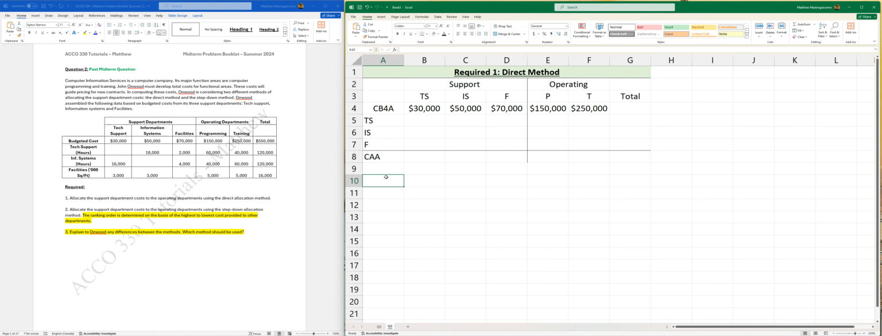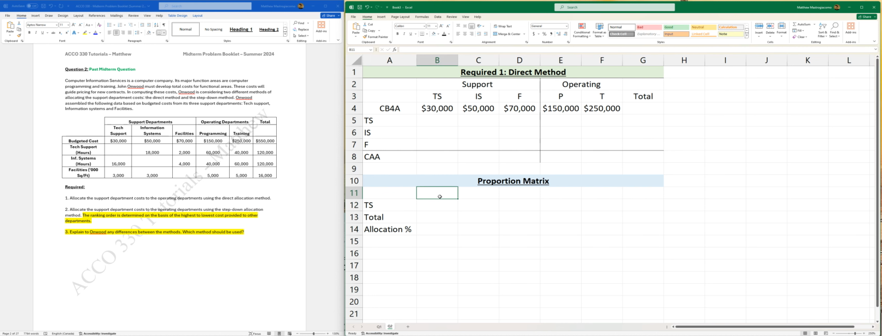Okay, so now let's do our proportion matrix, or allocation schedule. Let's get to it. Let's start off with our tech support. For tech support, we have TS, then we have total, then we have allocation percentage. So first off, for tech support, how many hours does tech support allocate to themselves?